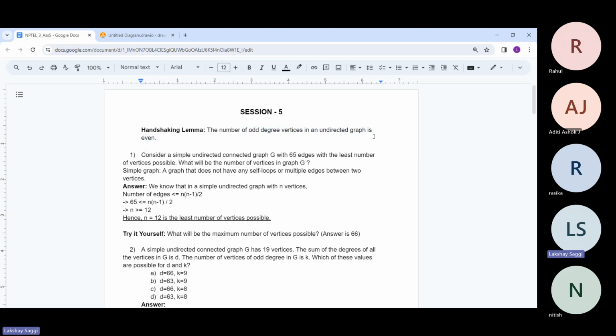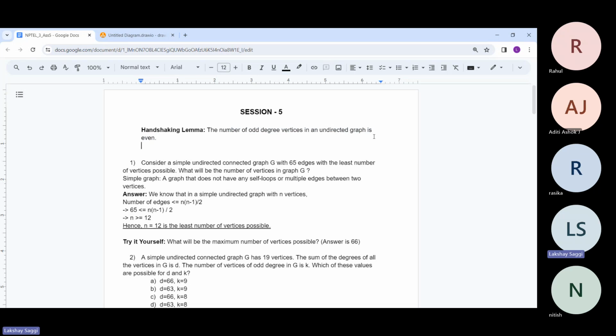And the proof for this, I'll just remind you of the proof also. It's not too difficult. The proof is that the sum of degrees of all vertices is nothing but twice the number of edges. So 2 times m, where m is the number of edges. I'll assume n is the number of vertices. I'll put this here also.